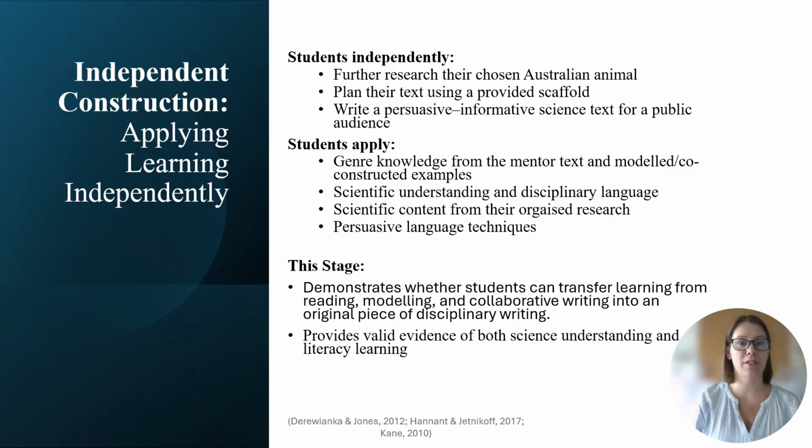At this stage, students apply their understanding of genre structure, scientific content, and persuasive language techniques developed throughout the cycle. This stage is critical because it demonstrates whether students can transfer learning from reading, modelling, and collaborative writing into an original piece of disciplinary writing. From an assessment perspective, independent construction provides strong evidence of both literacy and science learning, as students integrate content knowledge with purposeful communication.